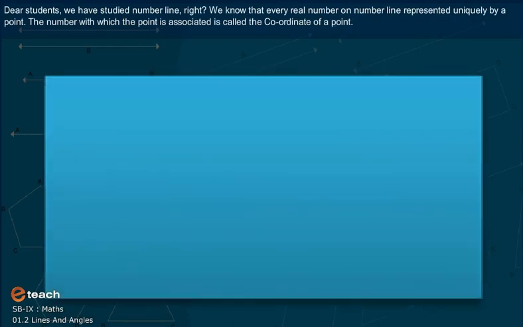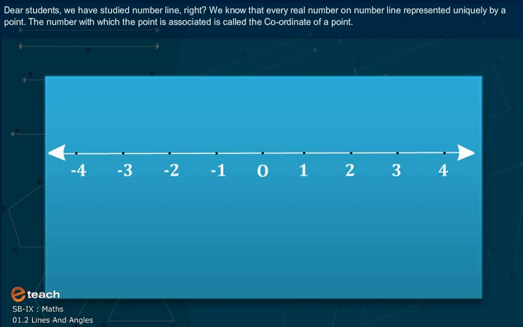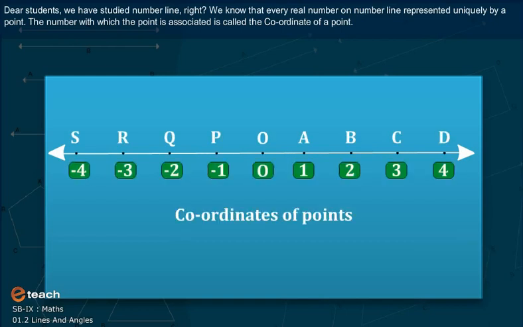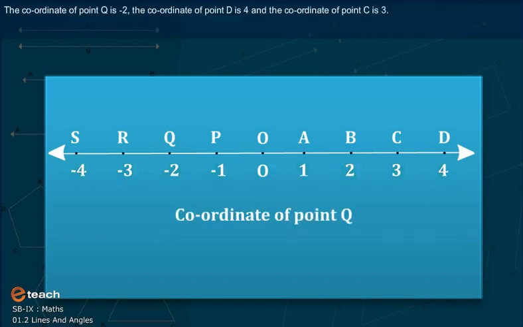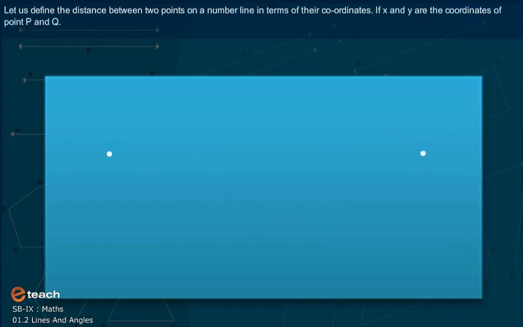Dear students, we have studied the number line, right? We know that every real number on the number line is represented uniquely by a point. The number with which the point is associated is called the coordinate of the point. The coordinate of point Q is -2. The coordinate of point D is 4 and the coordinate of point C is 3. Let us define the distance between 2 points on a number line in terms of their coordinates.